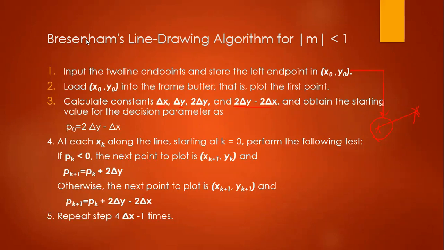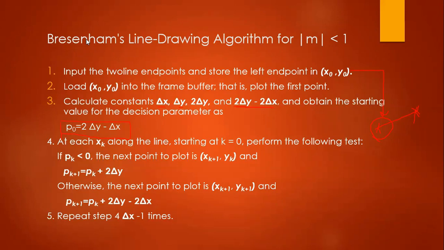So with this calculation, obtain the starting value for the decision parameter as p naught is equal to 2 delta y minus delta x. So now you have the decision parameter formula, that is p naught is equal to 2 delta y minus delta x, and get the p naught value. At each xk along the line, starting at k equal to 0, perform the following test. Based on the decision parameter, we now have to do certain calculations.